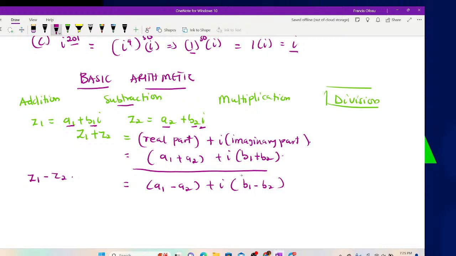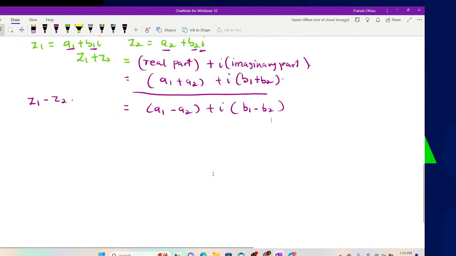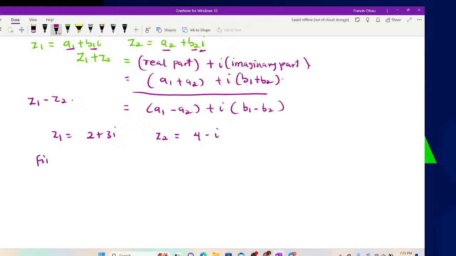You only need to subtract the real parts into one bracket plus I open brackets. We subtract the imaginary parts separately. Let's take examples. Assuming I have z1 to be equal to 2 plus 3i. I have z2 to be equal to 4 minus I. Find z1 plus z2. Then find z1 minus z2. So this is the A part and this is the B part.